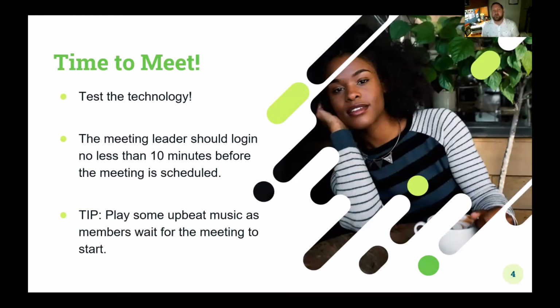The meeting leader should log in no less than 10 minutes before the meeting is scheduled to really test that technology and make sure everything is working properly, okay? And then tip, play some upbeat music as members wait for the meeting to start. Right, so I logged in 10 minutes early. I played one of my favorite bands, just to present like a waiting room for people as they log in, so it's not just awkwardly quiet, and so that's important too. It's a tip that I like to do before starting any kind of program.